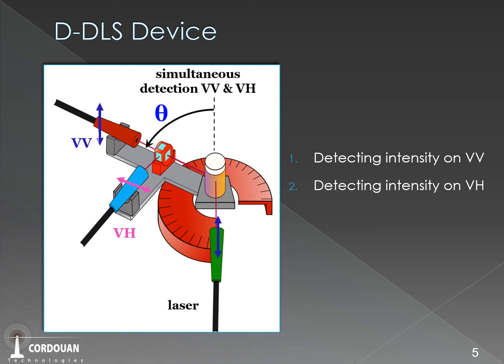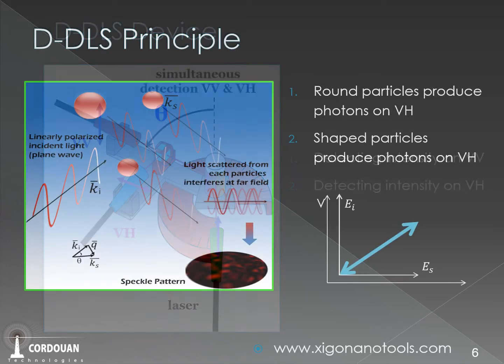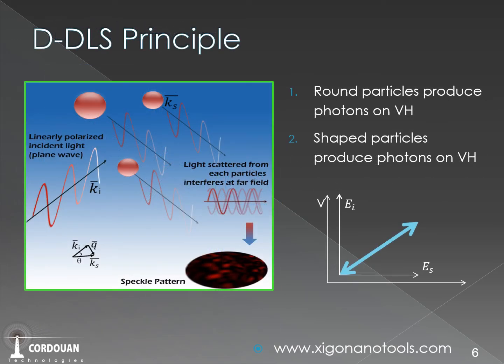But what if we utilized a polarizing lens to separate the scattered light into two components, VV and VH, then analyze them independently? If the particles are round, we observe no light scattered on the VH detector. However, if the particles are not round, then we will observe variations in the intensity of light on the VH detector.